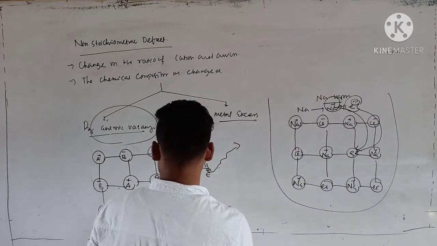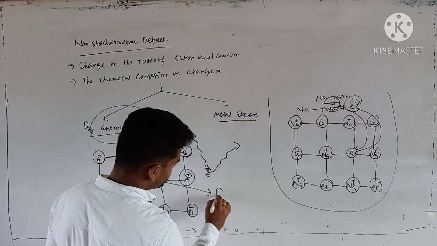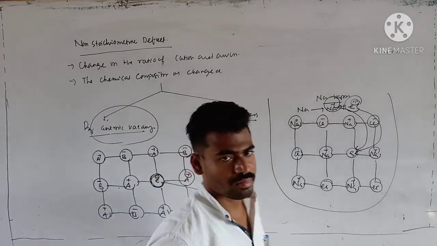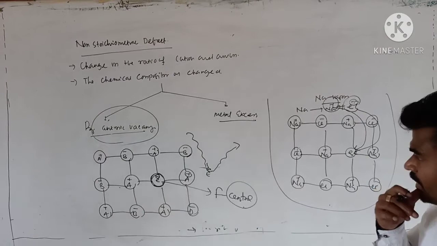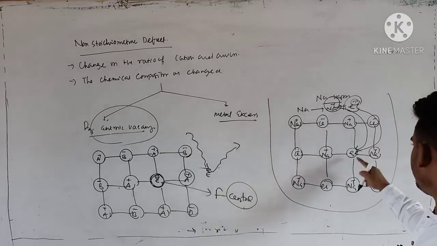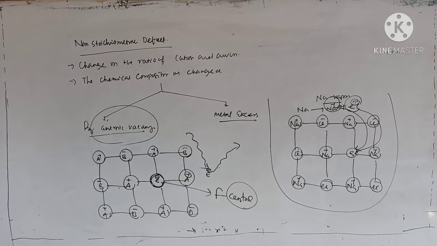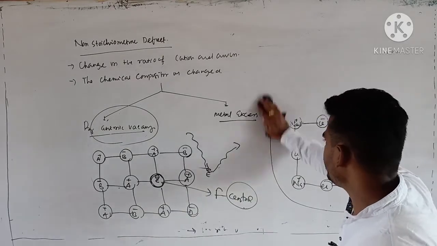This electron located at the vacant site is called an F center. This free electron absorbs radiation and imparts color. In the case of sodium chloride structure, the yellow color is observed.